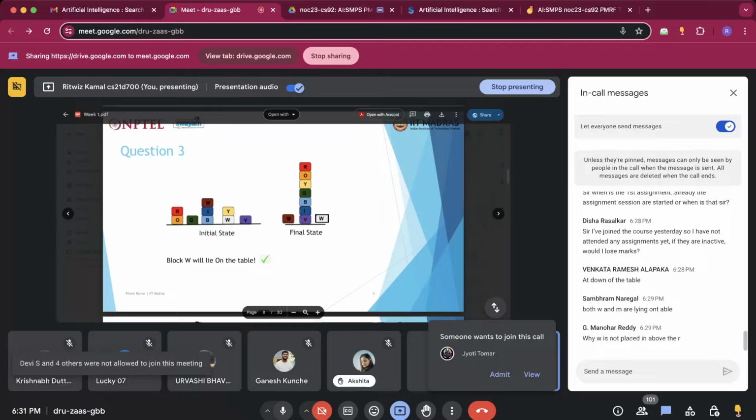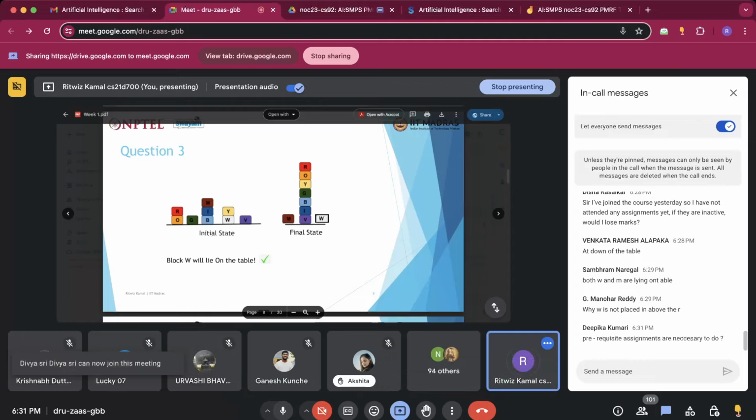All right then. Two questions in the chat box. Why is W not placed above R? Because that is not what the final state desired, right? The final state didn't specify anything about W, so we are leaving it as it is.